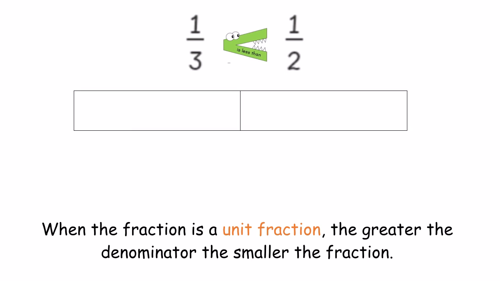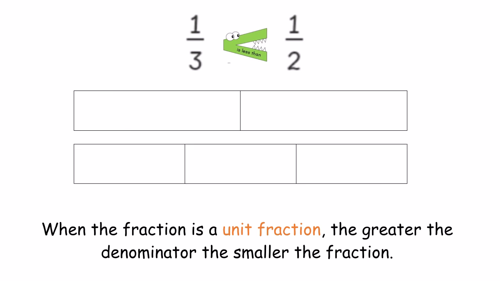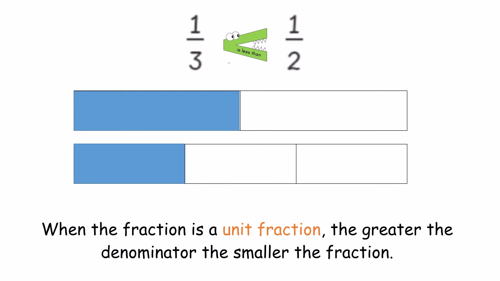I've got one bar that I've split into two equal parts to represent 1/2. I've got another bar that's the same size that I have split into 3 equal parts. This will help me show 1/3. I'm going to shade one of the parts. I can see that we were correct. 1/3 is the smaller fraction. So we know the greater the denominator, the smaller the fraction.